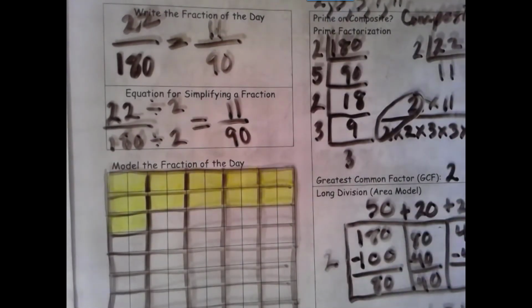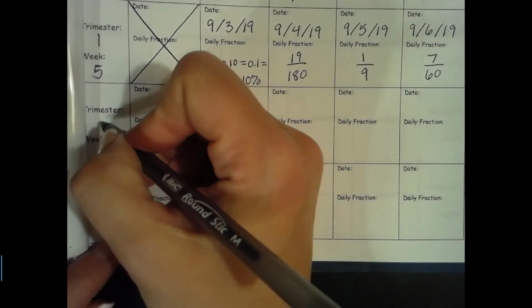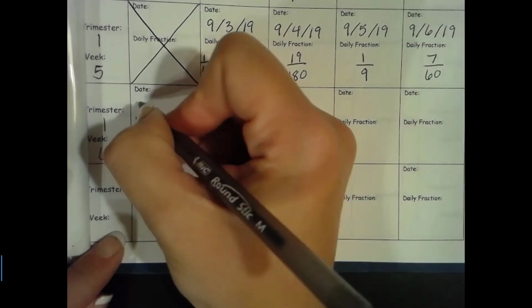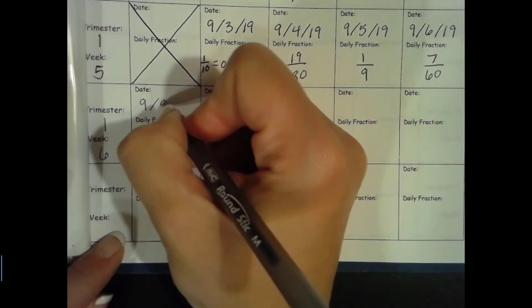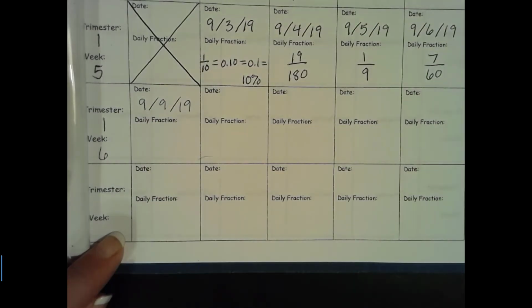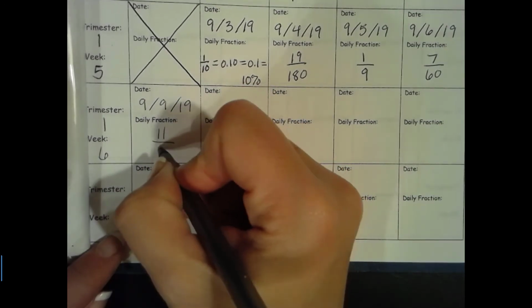Okay, now it's time to go and write it in our data collection page. We're on trimester 1, week 6. Today's date is 9/9/19, and our fraction for today is 11/90.